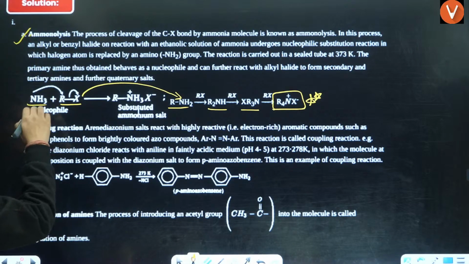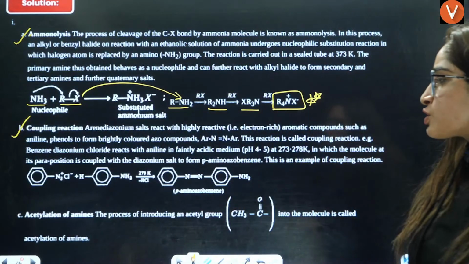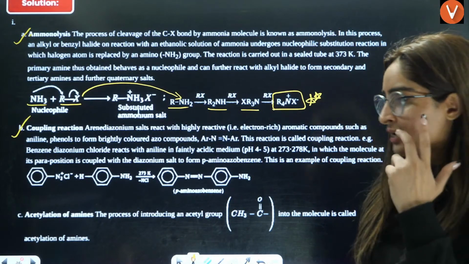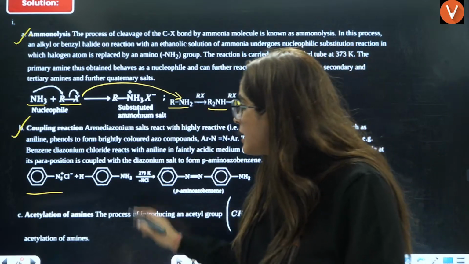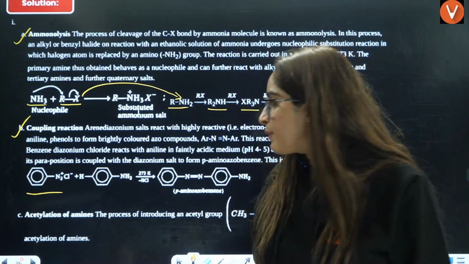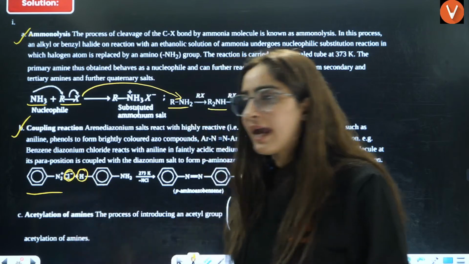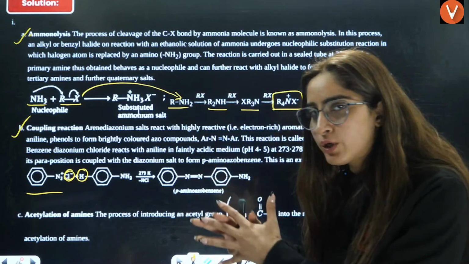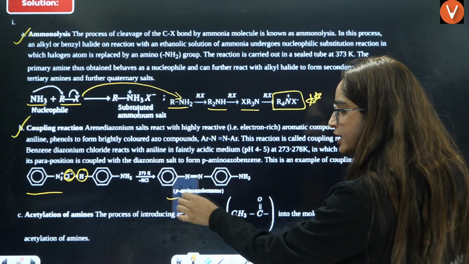Next is the coupling reaction. Basically, it is the azo dye test, right? With the example they are giving, what exactly happens here? You have diazonium chloride, benzene diazonium chloride. If you add aniline, what will happen? From the para position, H and this Cl will be eliminated. This will join together, couple together, and this will form this kind of azo dye.